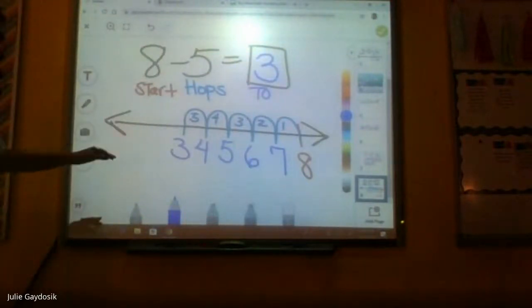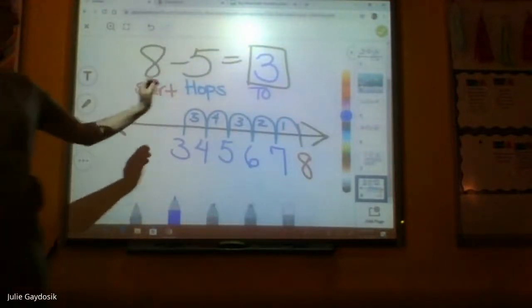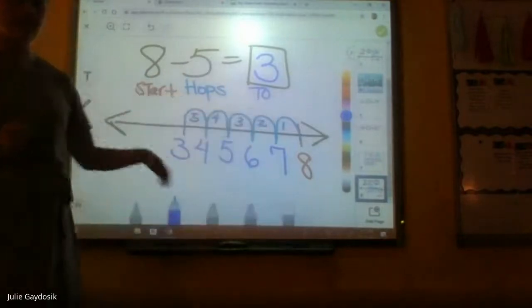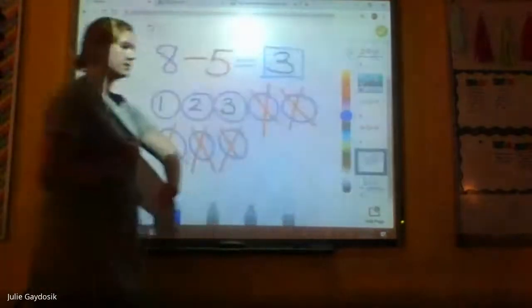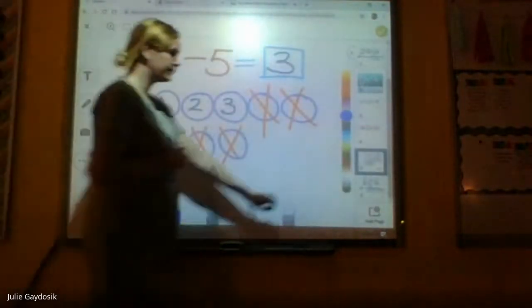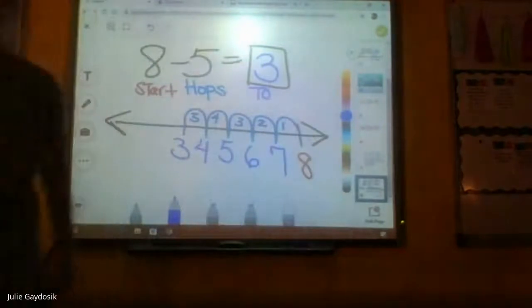So as you can see from this problem, as well as the other problem, they were the same answer. They both equaled 3. This strategy equaled 3, and this strategy equaled 3.